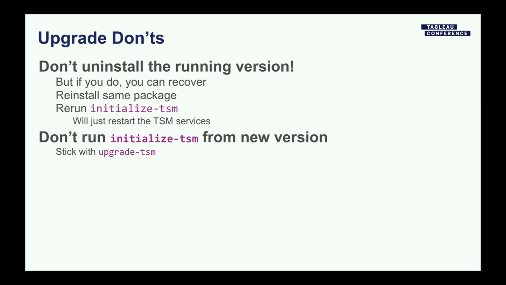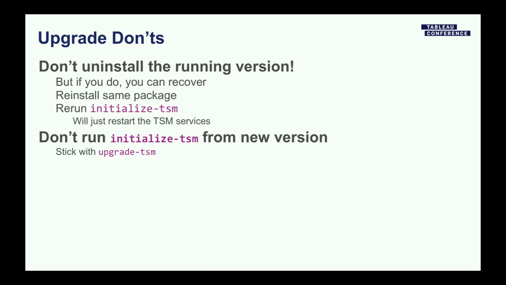So some things to not do when you're upgrading: don't uninstall the running version. That's bad. If you do, however, there is a recovery path. If you accidentally uninstall the version that you're actually running on your server, you just reinstall that same package. And this is the one time that you run initialize TSM a second time. If you run initialize TSM on a server that already has a data directory and everything's set up, it will see that and go, oh, all you want to do is really just restart the services and use your existing data, and then you'll be back to running.